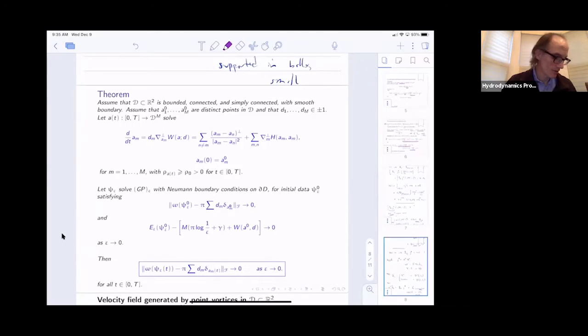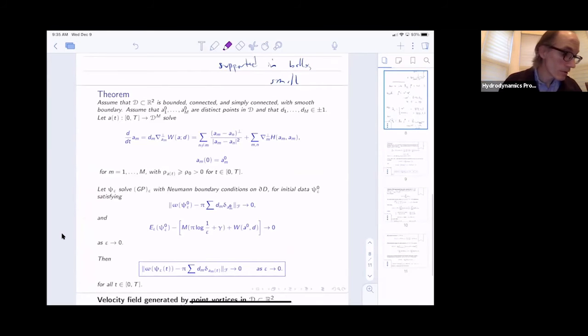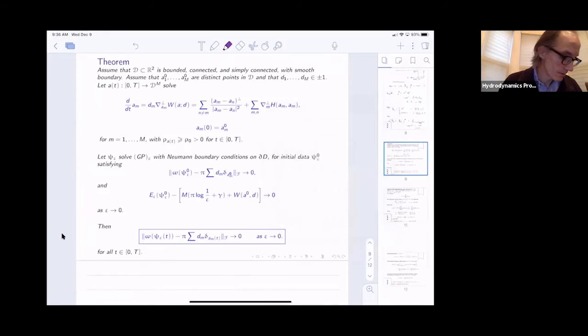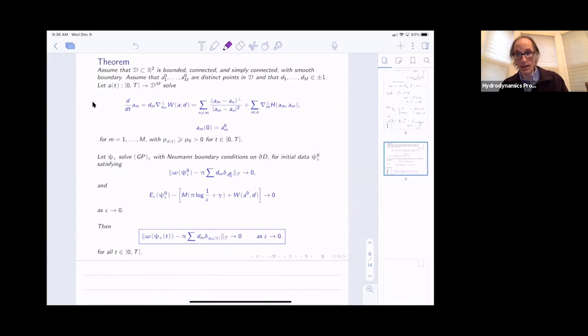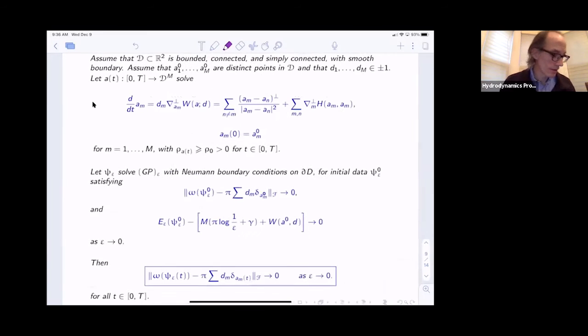Right. Okay, and so here's the theorem I want to discuss. And this is finally a theorem about dynamics of point vortices in the Gross-Pitaevskii equation. And here's what it says.